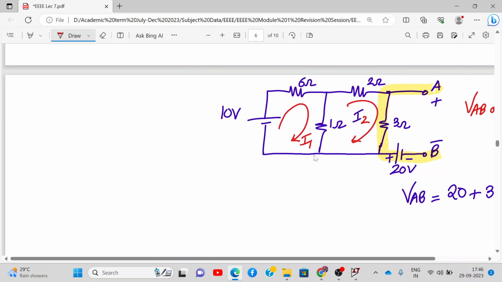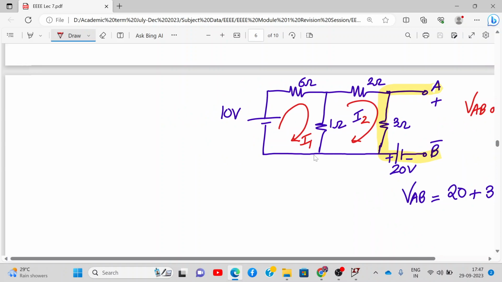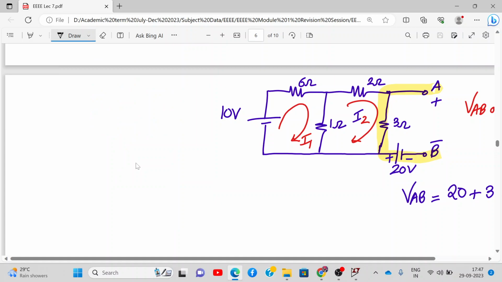All right. Why is it called open circuit voltage? Because between the terminals A and B, there is open circuit, and we are measuring the voltage in parallel. All right. So let's start with KVL. We are using mesh analysis. So let's say the first step is KVL to loop 1 or mesh 1. So this is my loop 1 over here.